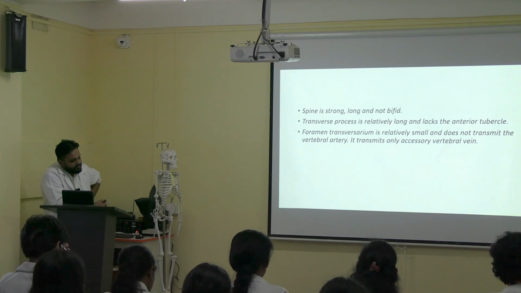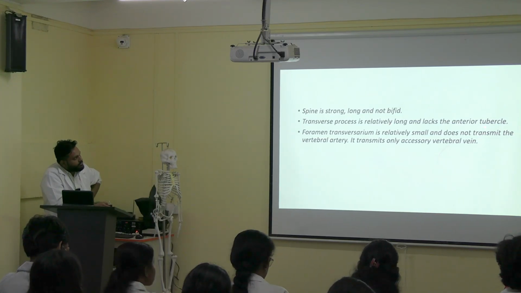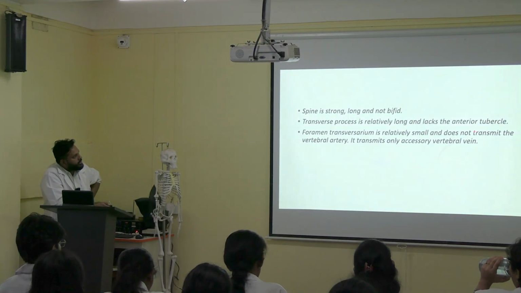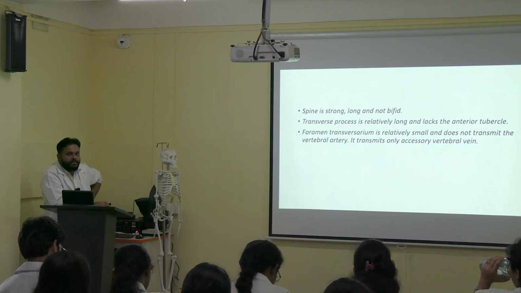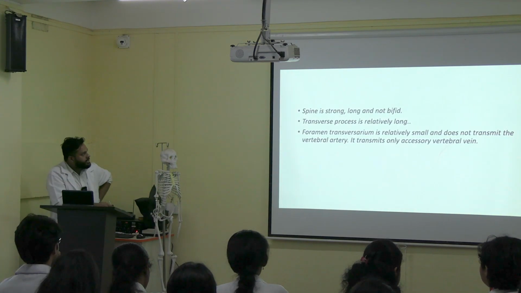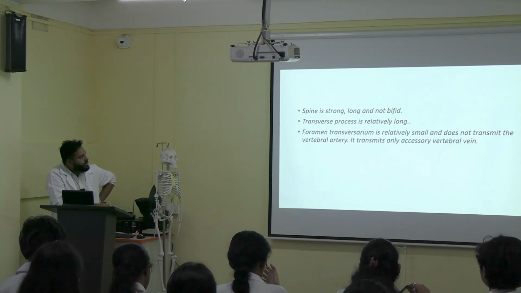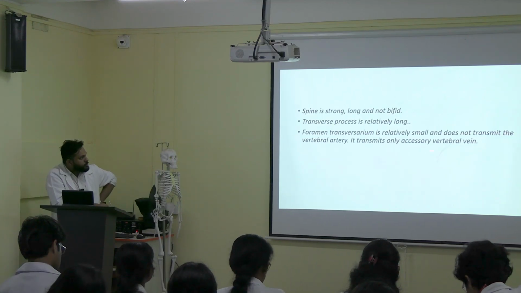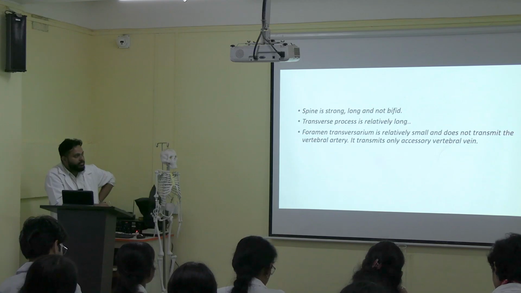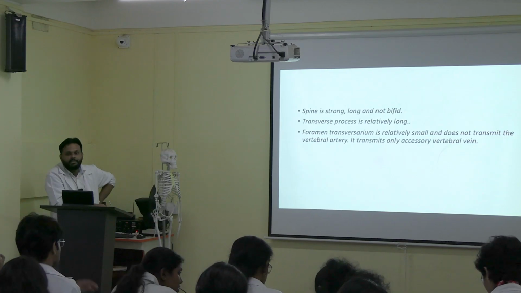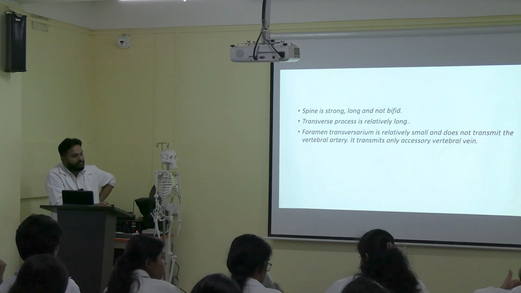Just write: transverse process is relatively long, and foramen transversarium is relatively small and does not transmit the vertebral artery. It transmits only the accessory vertebral vein. It doesn't transmit the vertebral artery.